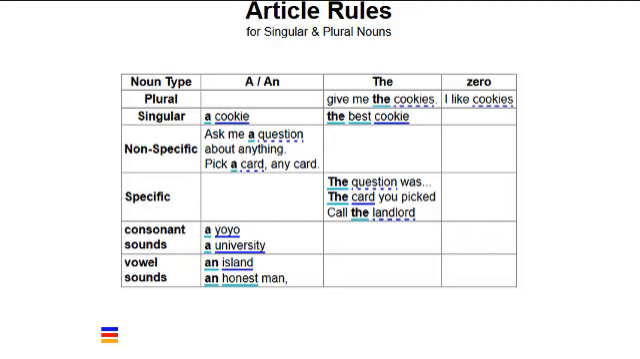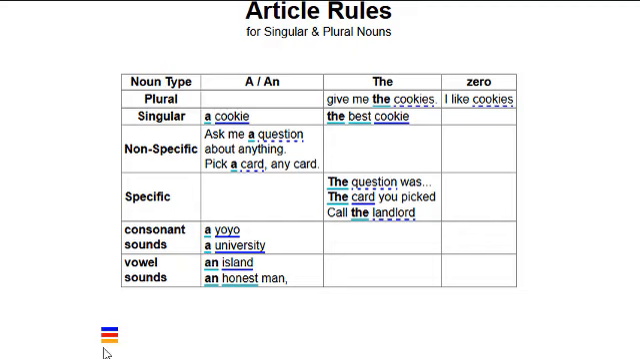Some things are specific just by context. For example, your apartment roommate could say, "Call the landlord, the refrigerator isn't working." You and your roommate only have one landlord and one refrigerator. Some students think the rule for using the article an is based on whether a noun's first letter is a vowel. The rule is actually whether the noun or following adjective begins with a vowel sound. Consider a yo-yo, a university, an island, and an honest man.